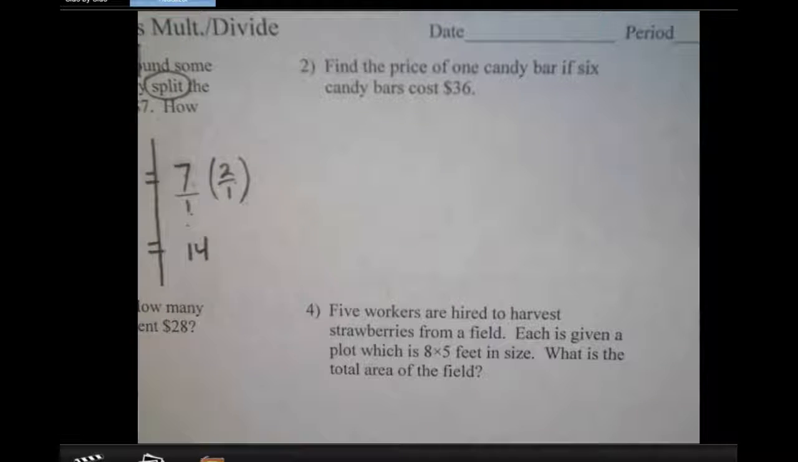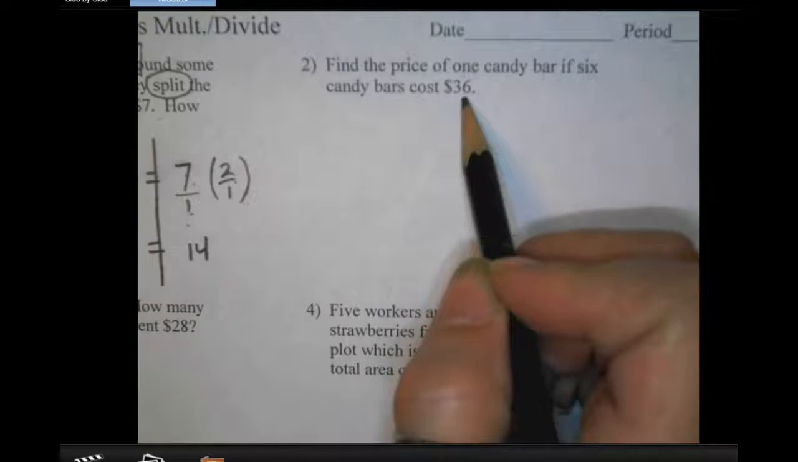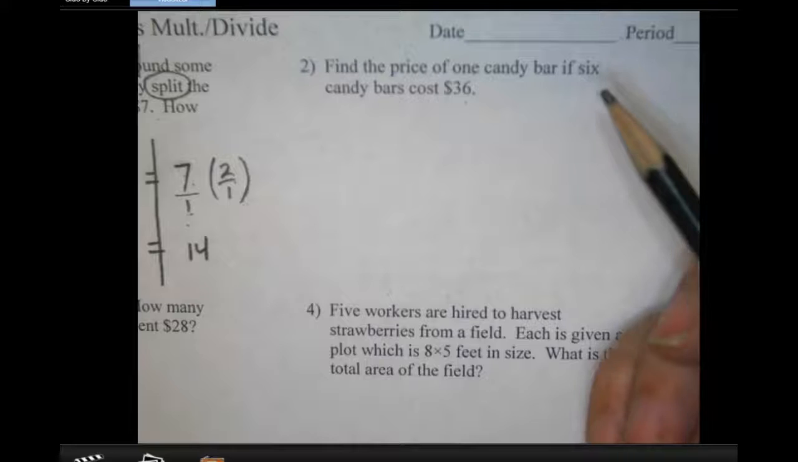It says, find the price of one candy bar if 6 bars cost $36. So, we want to know what 1 costs if 6 costs 36. Why are the candy bars so expensive? Right?